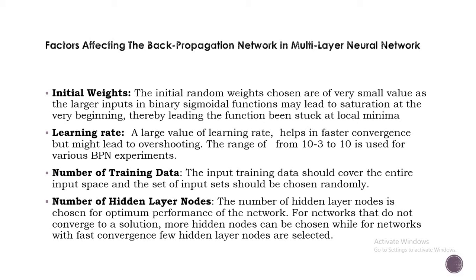Number of training data: the input training data should cover the entire input space, and the set of input sets should be chosen randomly. Number of hidden layer nodes: the number of hidden layer nodes is chosen for optimum performance of the network. For networks that do not converge to a solution, more hidden nodes can be chosen, while for networks with fast convergence, fewer hidden layer nodes are selected.